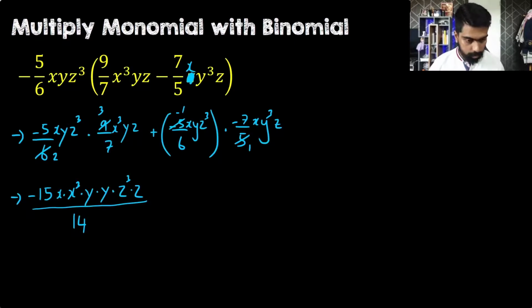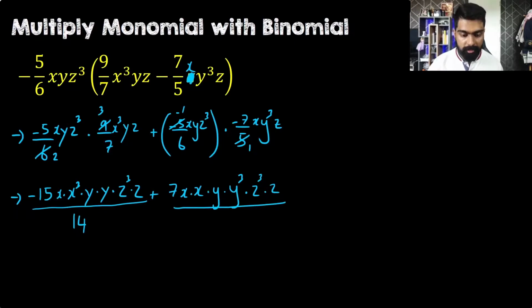Now let us go to the next one. So plus, what do we have here, boys and girls? Negative 1 multiplied with negative 7 is going to give us 7, right? So we are going to have a 7, and then we are going to have x multiplied with x, and then multiplied with y cube, and finally multiplied with z cube multiplied with z. And all of this over 6 times 1, which is going to give us 6, right guys?